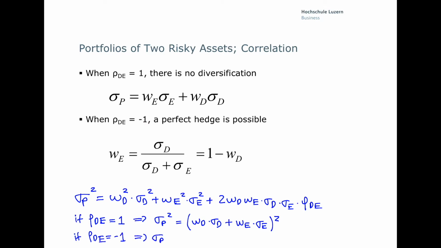If the correlation is -1, it is a perfectly hedged position resulting in a portfolio variance of 0. The formula can be reduced as shown in the formula below. If you substitute the weight of debt and solve for the weight of equity, you will get to the following term.